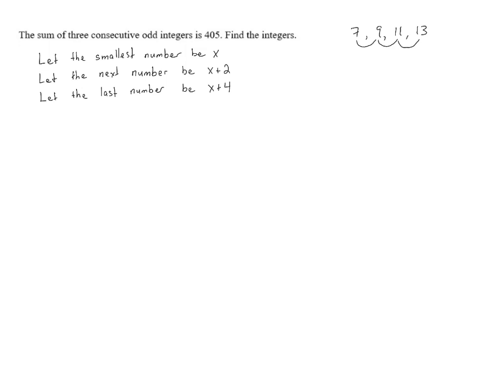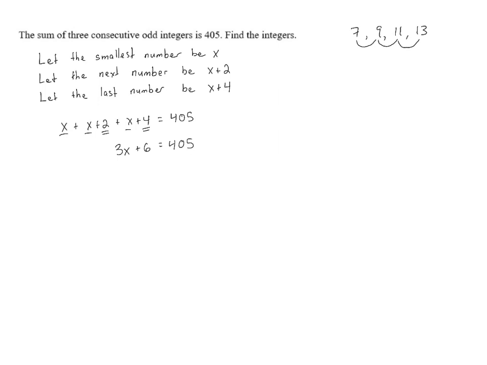All right, now we need to write an equation that models this situation. We're told that the sum of these integers is 405. So if we add them up, x plus x plus 2 plus x plus 4, we know that the sum is going to end up being 405. And now we have an equation so we can solve for x. If we combine like terms on the left-hand side, x plus x is 3x, and 2 plus 4 is 6, so we have 3x plus 6 equals 405.